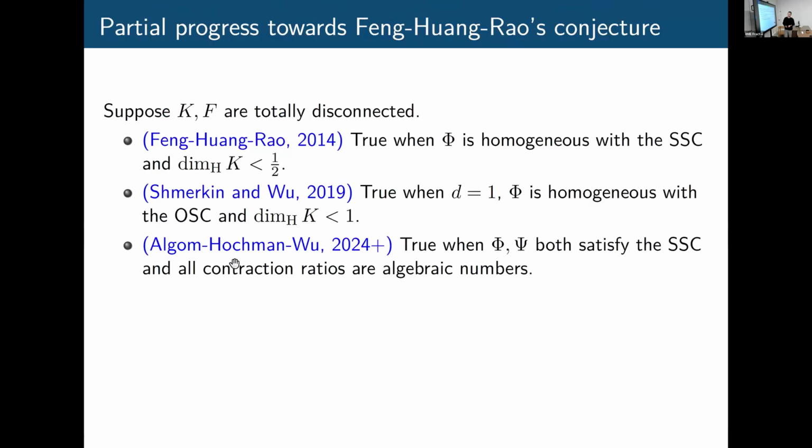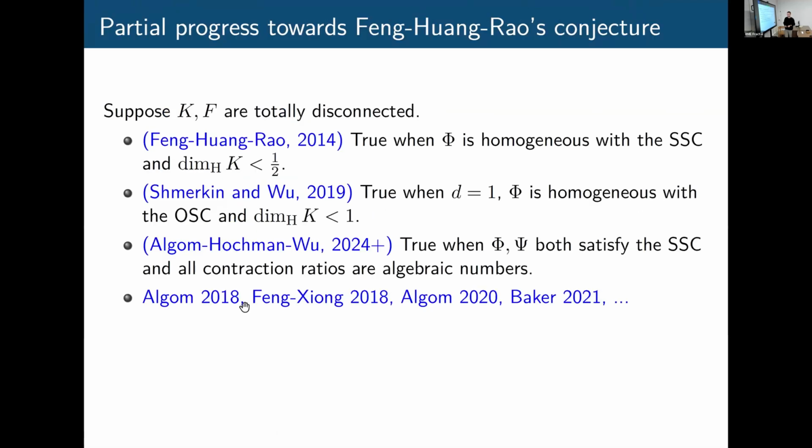And in a very recent preprint, Amir Algom, Michael Hochman, and Meng Wu proved this conjecture when both of these systems satisfy the strong separation condition, and all contraction ratios involved are algebraic numbers. And in this case, the conjecture is true. There are also many partial progress which I will not go into details, like Algom 2018, Feng–Xiong 2018, Algom and Simon Baker.